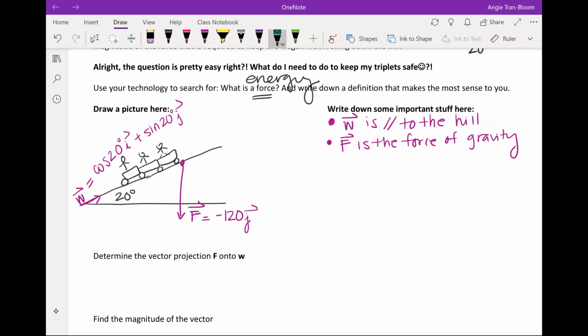Okay. I'm going to make up another vector. Let's call this vector V. Vector V, making it up. Vector V is the force that's causing the wagon to what? Roll.